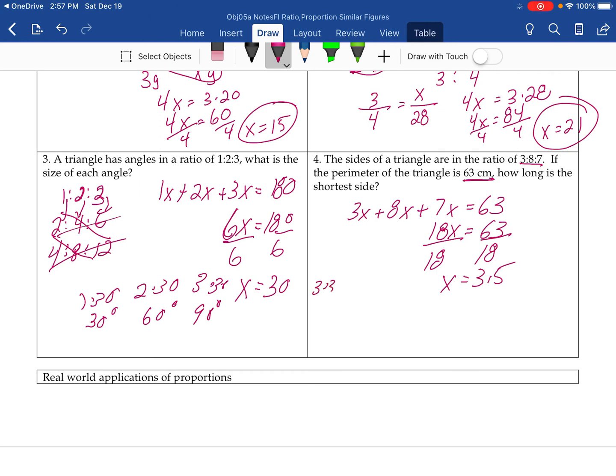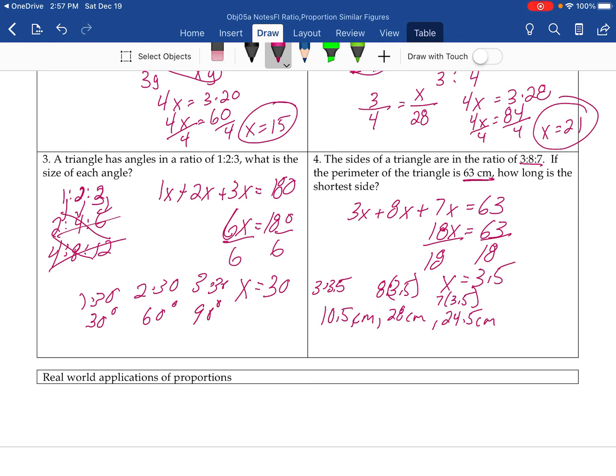So my sides, one side is going to be 3 times 3.5, which is 10.5 centimeters. Can't forget my units. The other side is going to be 8 times 3.5, which is 28 centimeters. And my last side is 7 times 3.5, which is 24.5. And if you add 24.5 plus 28 plus 10.5, you do end up getting 63 centimeters.